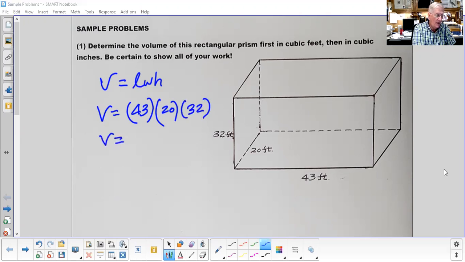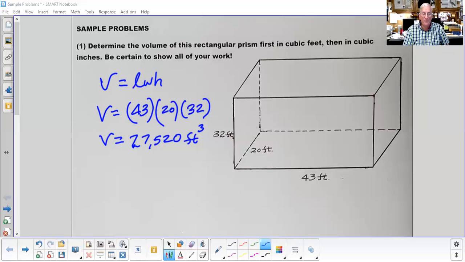All right, so all I need to do is multiply these figures together. So I grab my calculator and I multiply 43 times 20 times 32. And when I do, I obtain 27,520. Now, it asks me to get the volume of the figure in cubic feet. And of course, this is in cubic feet, right? Because I multiplied feet times feet times feet. So I simply write feet to the third power.